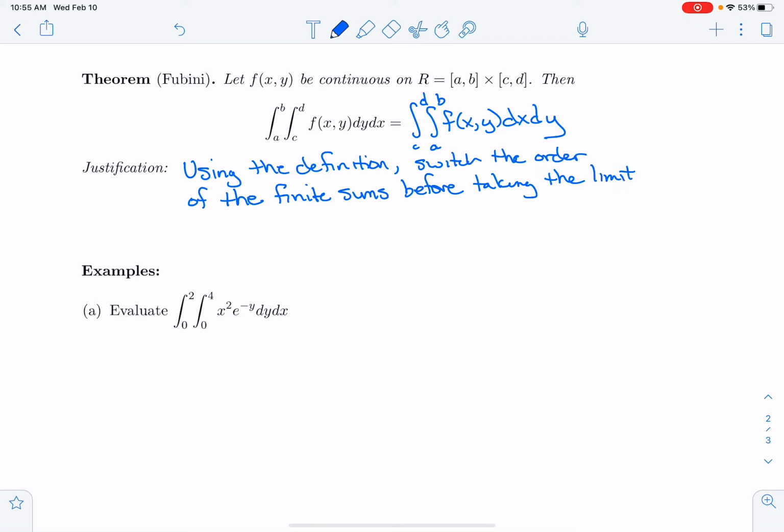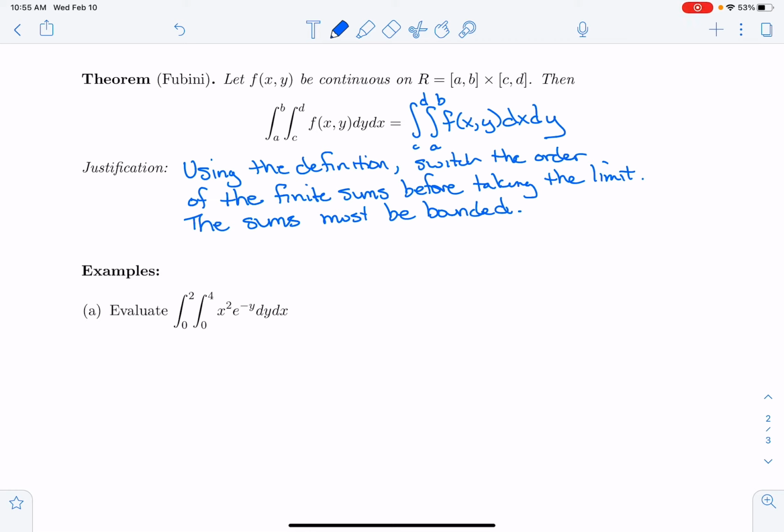And as important is that the sums in this case must be bounded for this to be true. They can't be infinite. If the sums are infinite, then this does not work. Okay, so the sums must be bounded for this to be true.